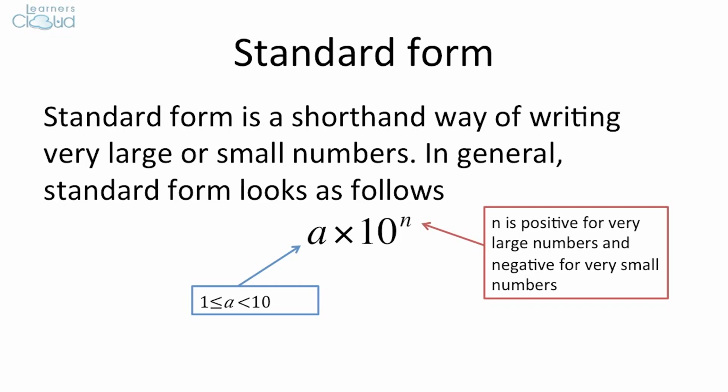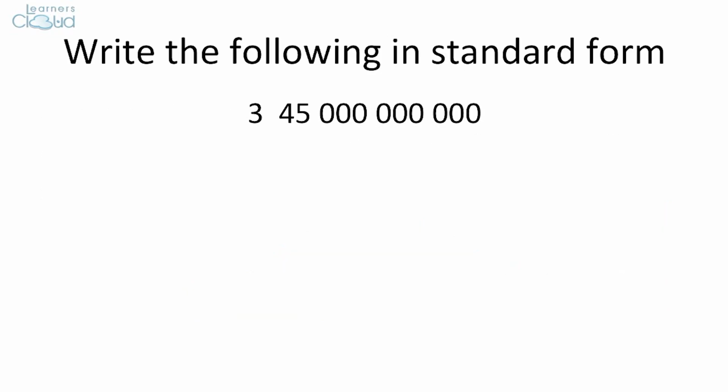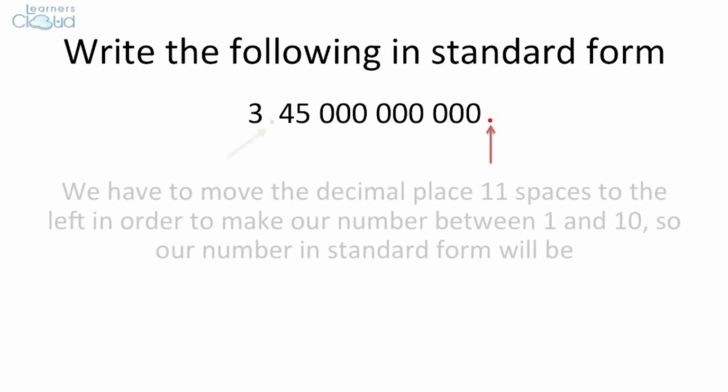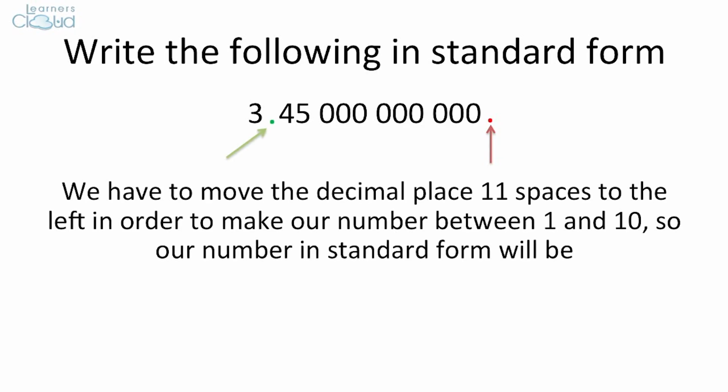If we look at the following example, they want us to write this very large number in standard form. Now what we have to think of is all to do with the decimal place in this number. The decimal place is found at the end of any non-decimal number. So if we take a look at where the point is, we need to now move that point so we create a number between 1 and 10. Now if we move that decimal place 11 spaces to the left, we move it between the 3 and the 4, which gives us a number between 1 and 10, 3.45.